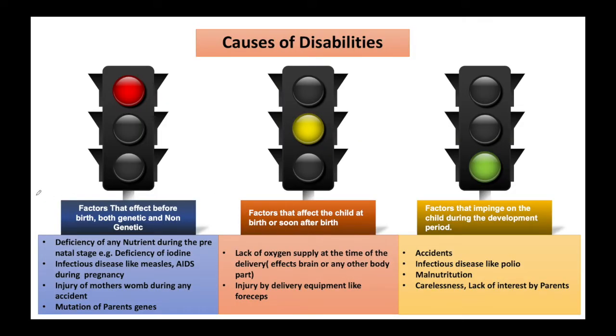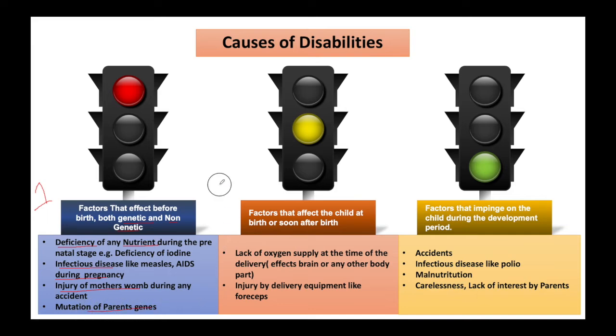Causes of disabilities. Briefly, the causes can be grouped under 3 categories. Number 1, factors that affect before birth. They can be both genetic and non-genetic. For example, deficiency of any nutrient during the prenatal stage. Deficiency of iodine can lead to mental retardation, which is irreparable. Infectious diseases like measles, AIDS during pregnancy, injury of mother's womb during any accident, or mutation of parents' genes.